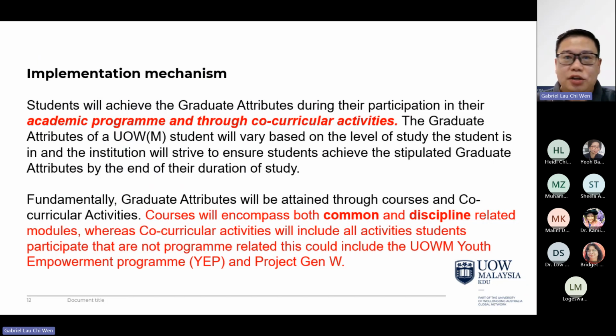Implementation mechanism: students will achieve GAs during their participation in the academic program and through co-curricular activities. This thing in red is very critical. Not only academic programs, so that means you are not responsible for the student to achieve all the GAs. No, it is the experience that they have here for the three or four years. During that duration, they will attain it.